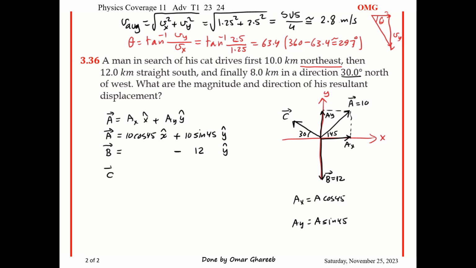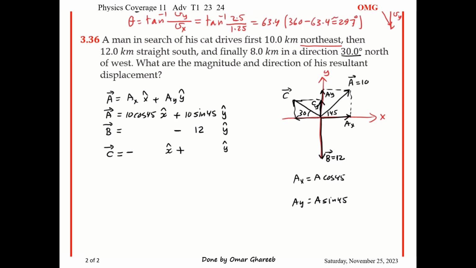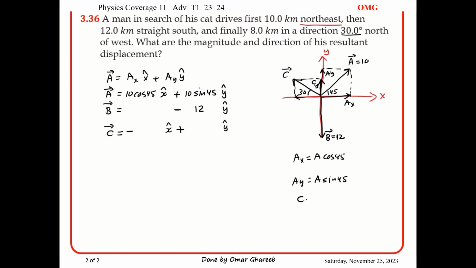For C, we have two components, one in x hat, the other in the y hat. The one in the y hat is positive because it is upward. It's obvious here, it's cx, cy. But cx is to the left, so it is negative. Now, for cx and cy, cx equals c cosine theta with a minus sign. cy equals c sine theta with a positive sign.